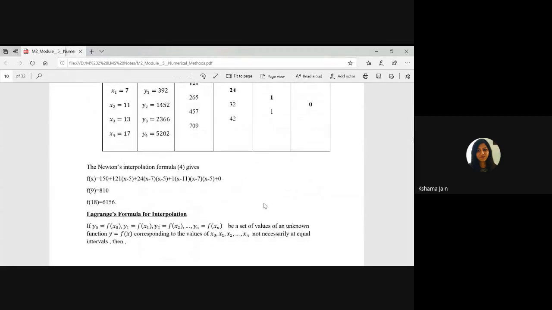Then I move to the next formula. This is very important: Lagrange's formula for interpolation. This is the same, like you will be having unequal intervals. So for each x naught there is some y naught, for x1, y1, x2, y2 like this, but it is not necessary that the interval is equal. The interval can be different. Like for x equal to 1 you have some value of y, then for x equal to 5 some value of y, then for x equal to 10 some value of y. So you are having a set of values. Make a table of x and y.